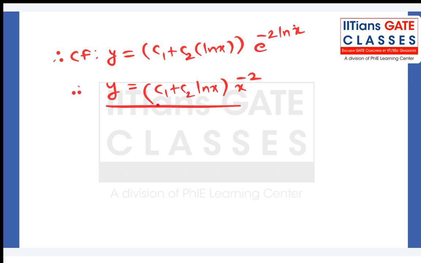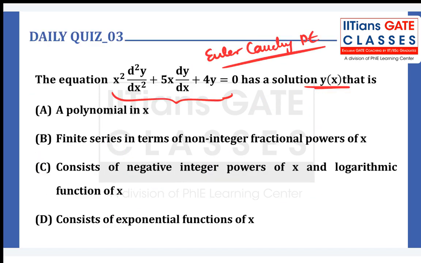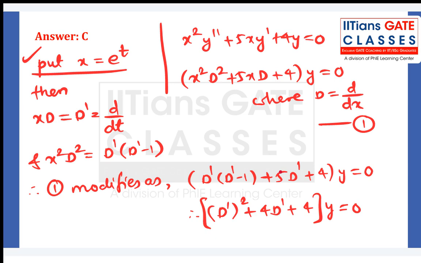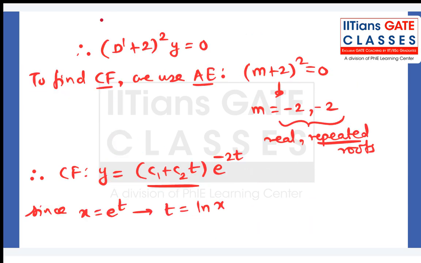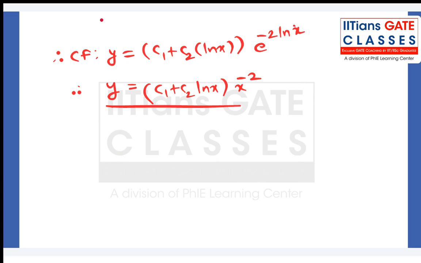Now what they are asking in this question is, if you do this, what are the terms that are present in your solution? It's not a polynomial. Finite series, no, it's not a series. Consists of negative power of x, true, and logarithmic function, yes. And the D option says exponential functions. No, it has negative powers of x also, right? So therefore option C is the correct answer. This is the classic case of Euler-Cauchy equation, and there is a fixed solution methodology to it. If you remember that, you should be able to solve this question with ease. Now with that, we'll go to the next question.